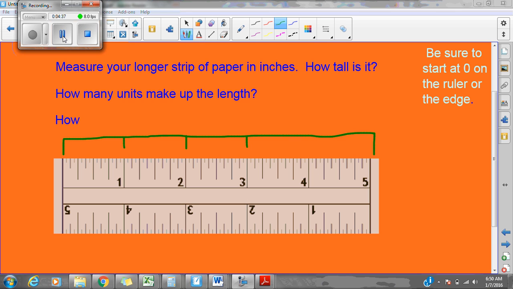And so now you're going to use these pieces of paper to measure the area of some shapes that are coming up. Remember, area is the amount of square units it takes to fill up a space. And that is measuring using area.